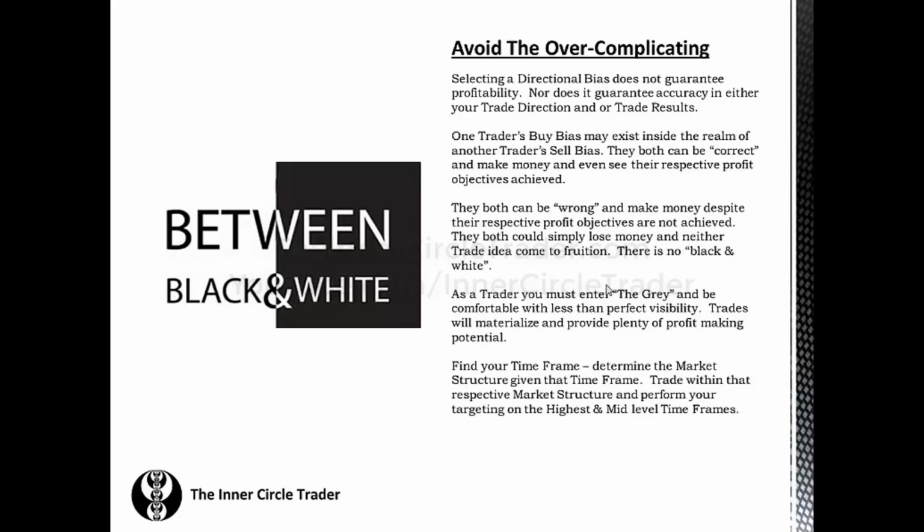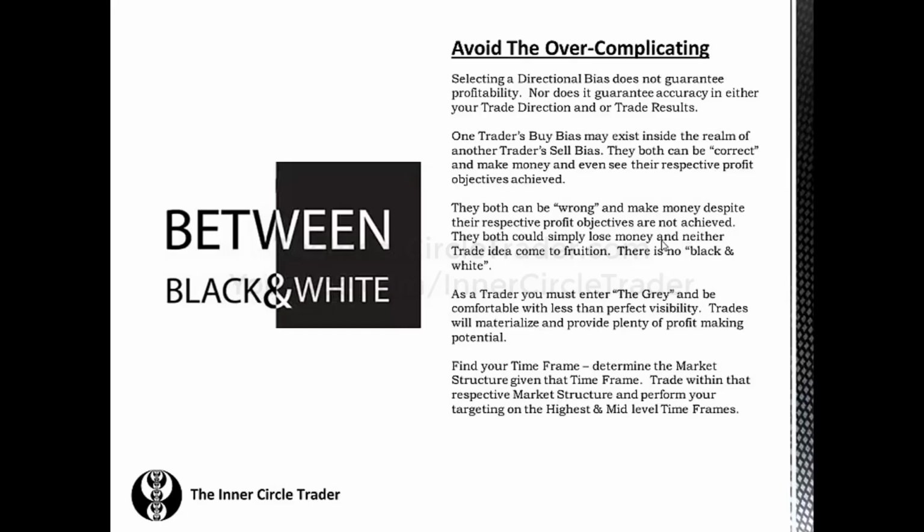There is no black and white. It's very important you understand that. As a trader, you must enter the gray and be comfortable with the less than perfect visibility. Trades with the foresight that you're expecting don't exist. Nobody has a crystal ball. I don't have it. I'm still trading on the probabilities, not the perfect scenario. There's no perfect scenario. You, as a trader, will see trades materialize that will provide you plenty of profit-taking potential. Live there. Don't expect 100%. It's not going to happen, because I guarantee you, the only thing 100% is going to happen is you're going to go nuts expecting an impossibility.